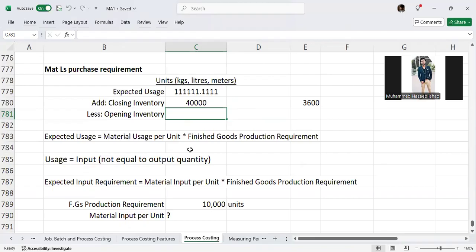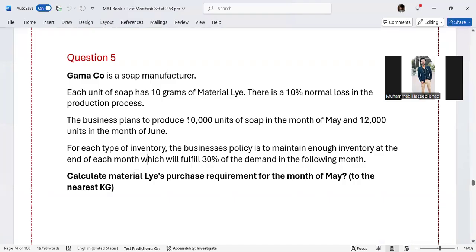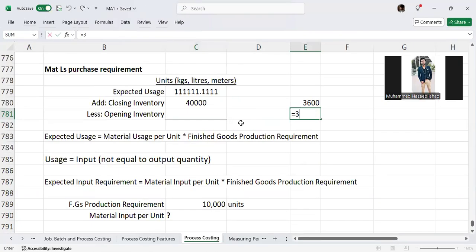For the month of April, the closing inventory requirement would be 30% of the demand of the month of May. What is the demand of the month of May? It is 10,000, right? So we can write it as 30% of 10,000, which is 3,000. So this is the amount of soaps you need to produce. You need to have enough material L at the end of the month of April, from which you could produce 3,000 units of soap.